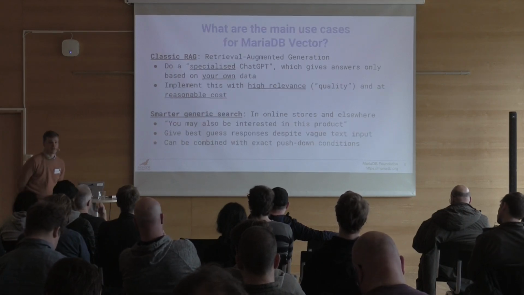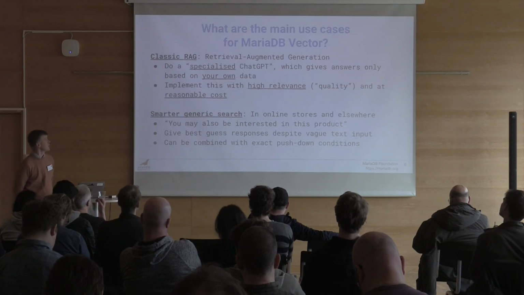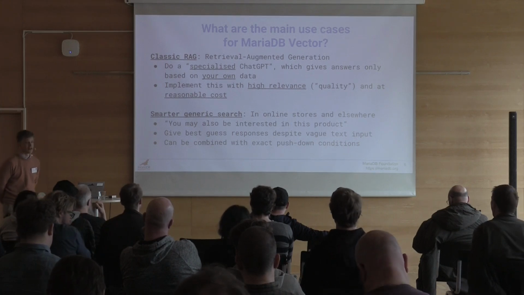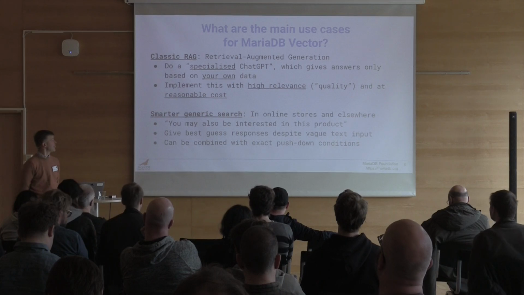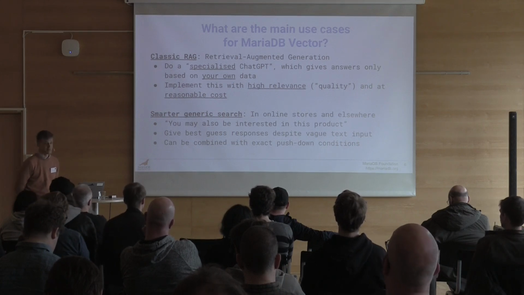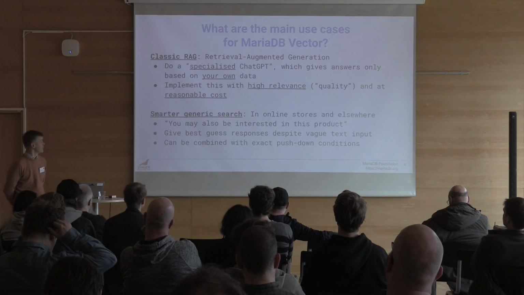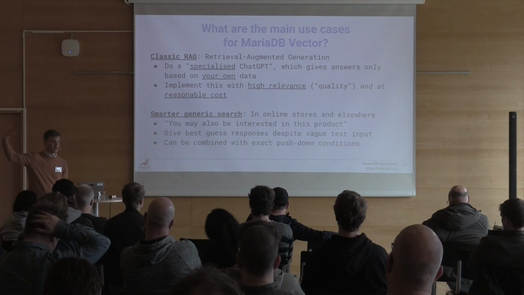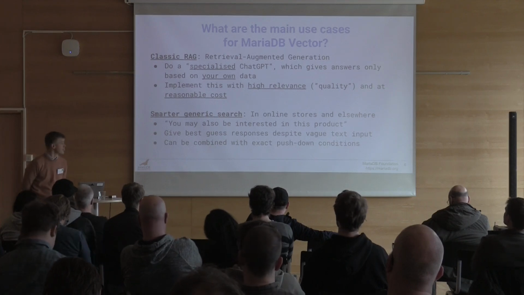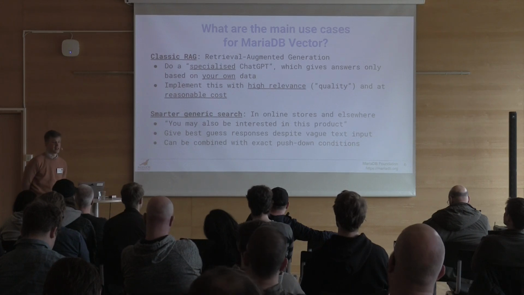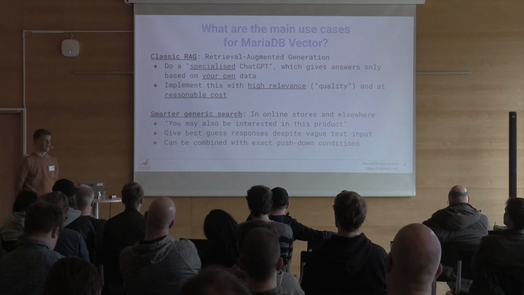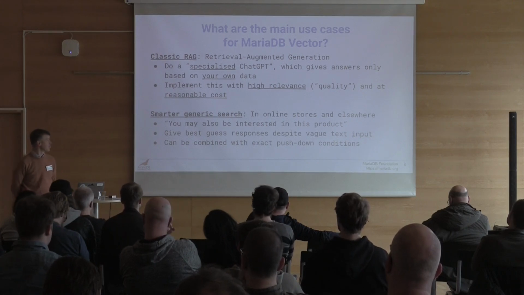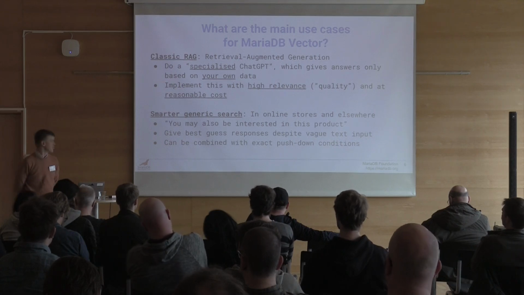So what can you do with vector storage and search? Well, I've been mentioning RAG. Classic RAG is that you build your own specialized generative AI, and then another use case is, for example, smarter generic search. So in online stores, when you have "we also recommend this and that," it can often be implemented thanks to vectorizing products or user profiles and so on, and then you do a vector search for what is closest to what this user might be looking for, and give a best guess response to that.